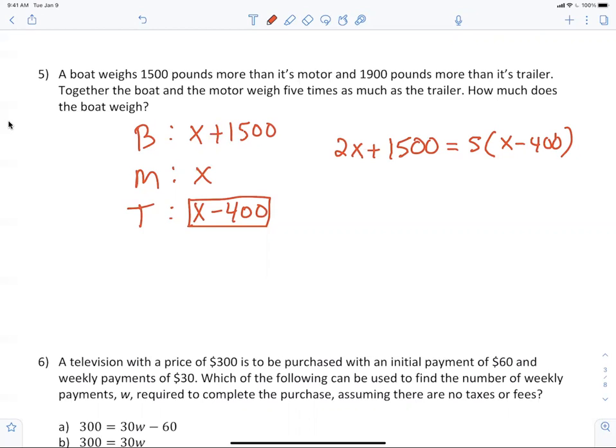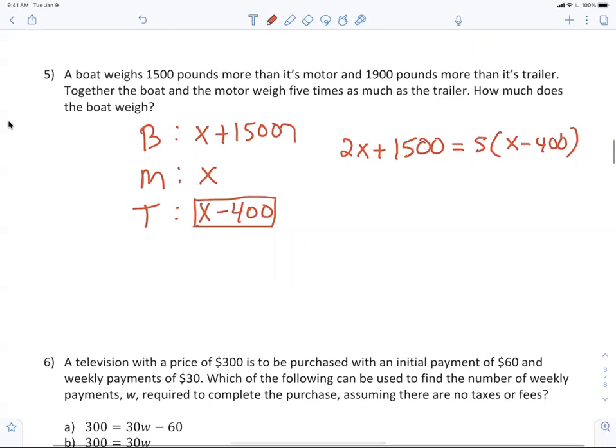Together, the boat and the motor weigh. So if you add those up, it'll be 5 times whatever the trailer is. Now, if you want to divide the boat and the motor by 5 and equal it to the trailer, that's the same thing. The boat and the motor weigh more, correct? Yeah. So in order to write an equation, meaning they're equal, you have to multiply the trailer by 5, so it will be equal to what the boat and the motor weigh.